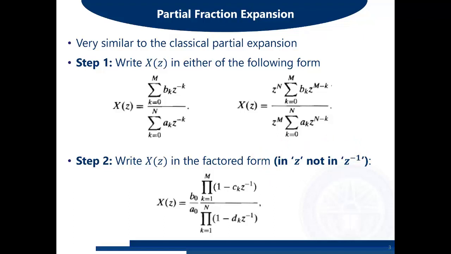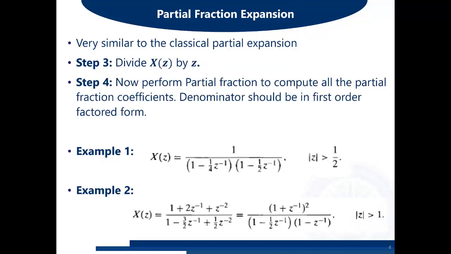So once we have this rational form in this factored representation, then step number 3 will be we will divide X of z by simply z. So we will end up with an expression which will be X of z divided by z. Now once we have got X of z divided by z, then we will perform partial fractions to compute all the partial fraction coefficients, and denominators should be in first order factored form. These are some conditions. So these 4 steps will result in the time domain expression x of n.